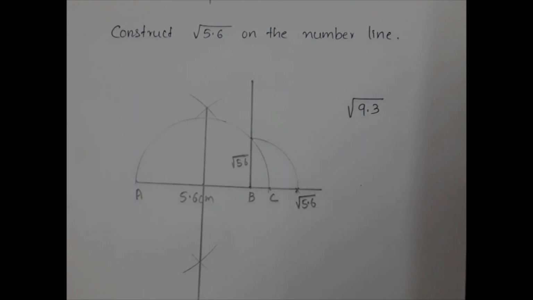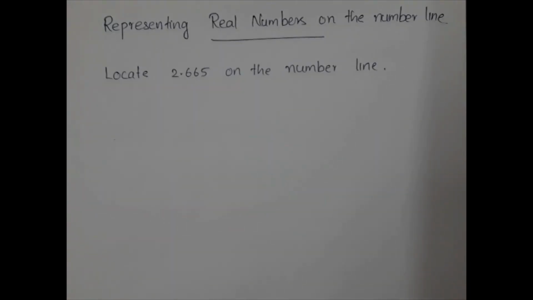Okay, this much is the construction part. Then one more small part is there, after that we will finish this chapter. So please write down the next one. Next is representing real numbers on the number line. And the first question is locate 2.665 on the number line.